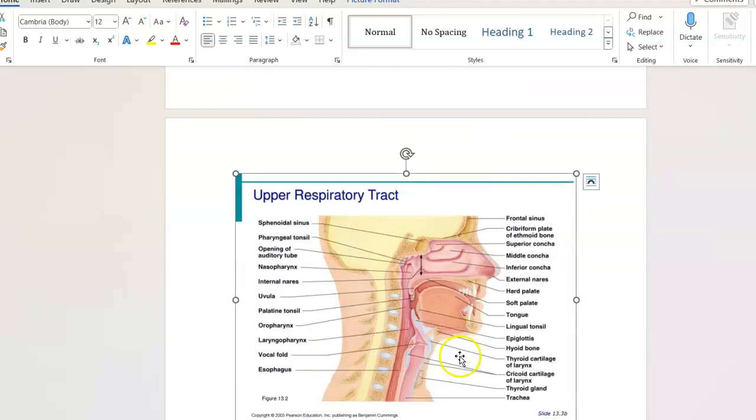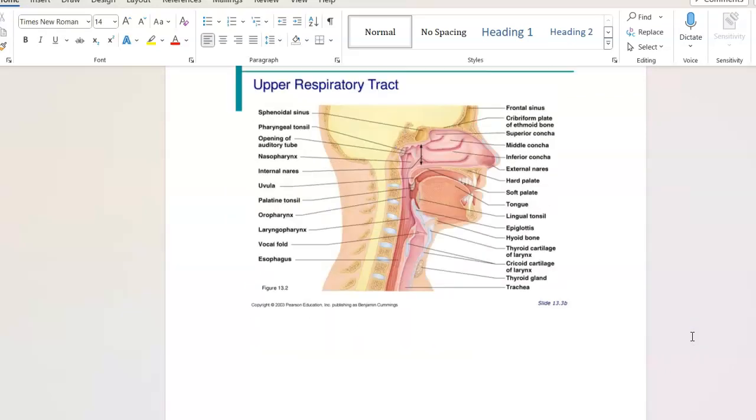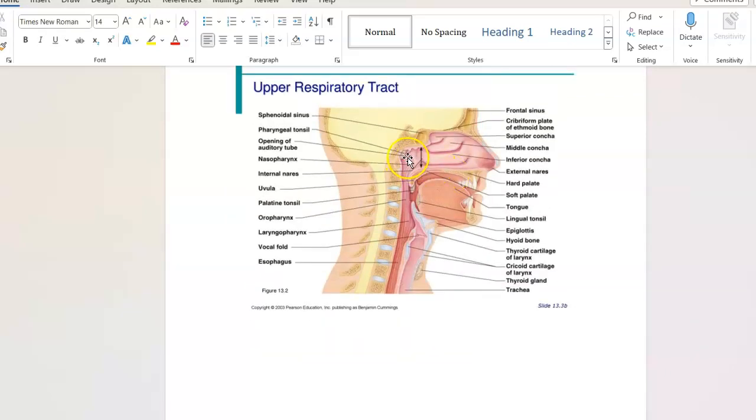Okay. Upper respiratory tract, and once again, you don't need to know all these, I'm just trying to give you some background. Here's the opening from the ears. Okay, that's the opening of the auditory tube that helps to regulate the pressure of the middle ear. Here's the epiglottis, which will close off the larynx in case we inspire food. We want to block that off.